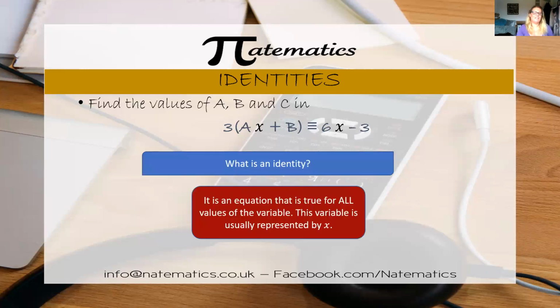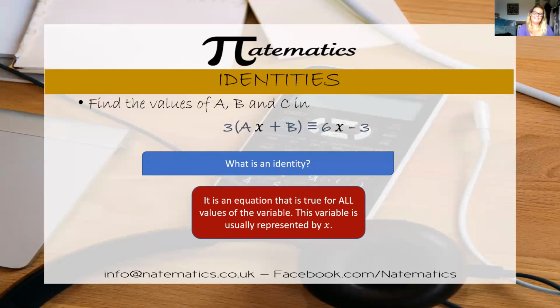A formal definition is that it's an equation that's true for all values of the variable. So we've got an equation and we've got a variable in there. A variable is normally represented by X, but it's not exclusive. It doesn't have to be X, but most of the time we tend to see X. It's the one that's commonly used. So basically it's when X can take on lots of values, okay?